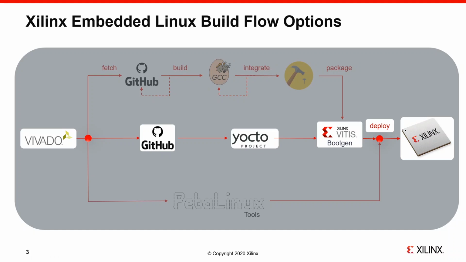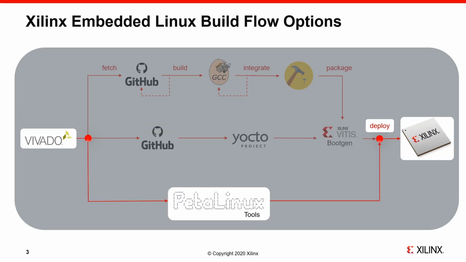The flow in the middle of the diagram is the Yocto flow, which abstracts away some of the complexity. You use pre-configured tested recipes to build an embedded Linux distribution targeting Xilinx reference platforms. These recipes can then be customized. The Yocto flow will be covered in another quick take video.